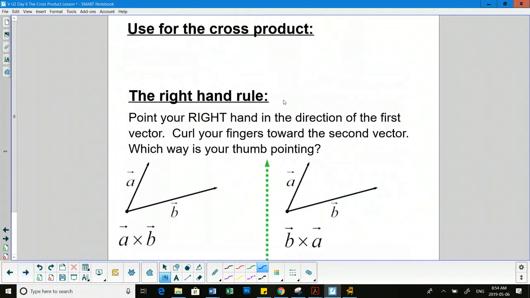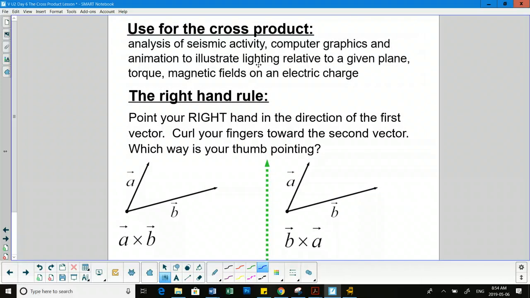Uses for the cross product are just a little snippet, but they include analysis of seismic activity, computer graphics, and especially animation to illustrate lighting relative to a given plane. All of the realistic animations that you see have to make sure the angles of their lights make sense. Also torque, magnetic fields on an electric charge, and many more. But these are some of the big ones.